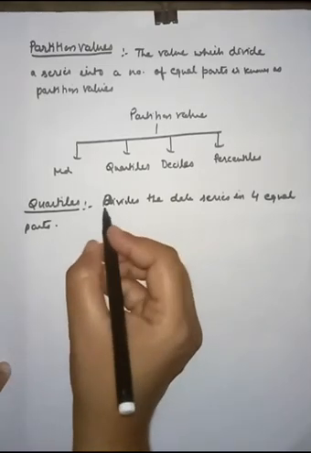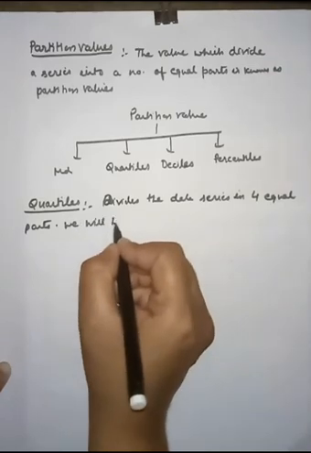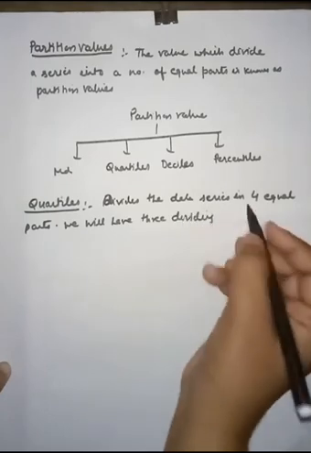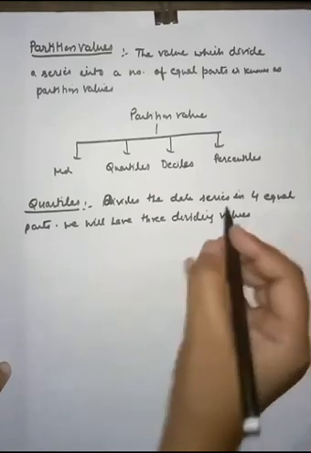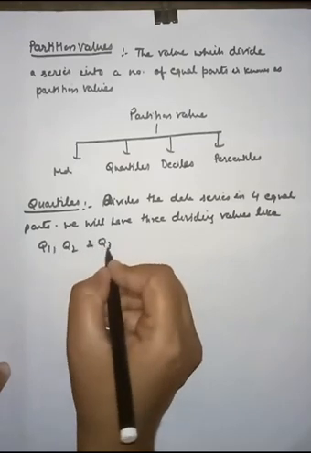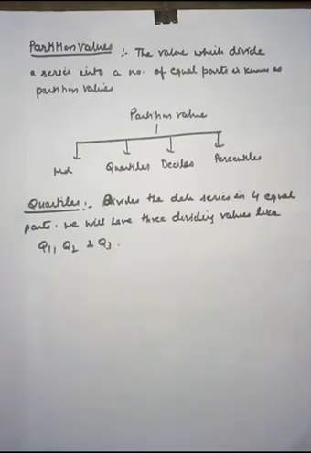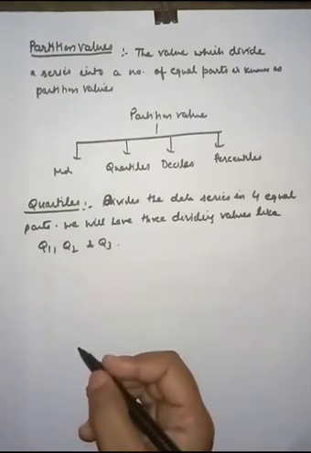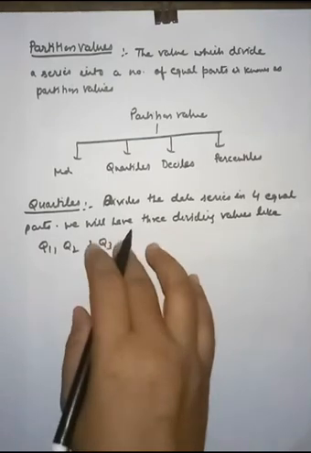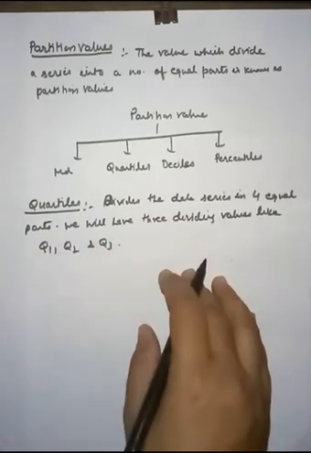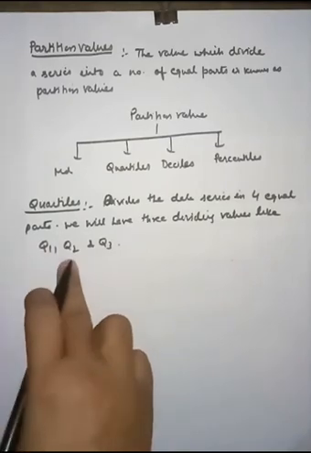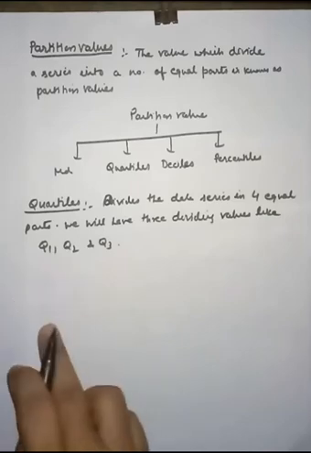We will have three dividing values like Q1, Q2, and Q3, right? It means quartile divides a series into four equal parts, and for any series there are three values, three quartiles, Q1, Q2 and Q3, right?